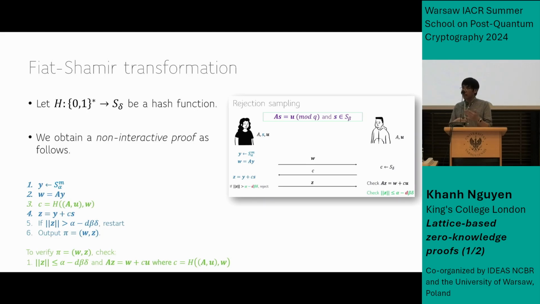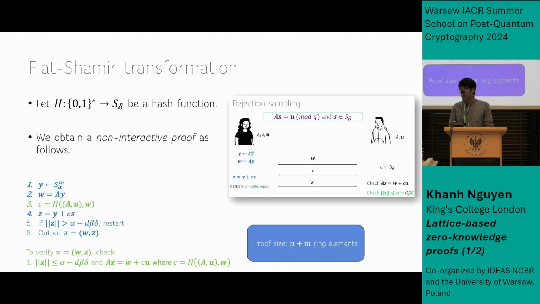So now, that's the traditional way. If the matrix A was n times m, then the proof size would be n ring elements for the W and m elements for the Z. So n plus m, okay? Not to mention the fact that it's n large elements and m short elements.